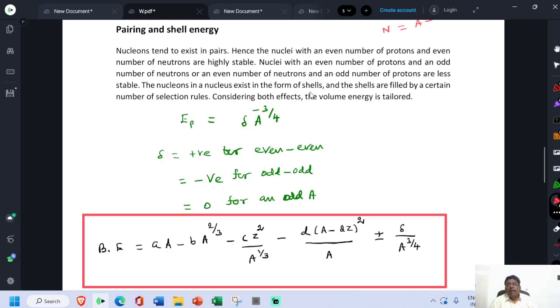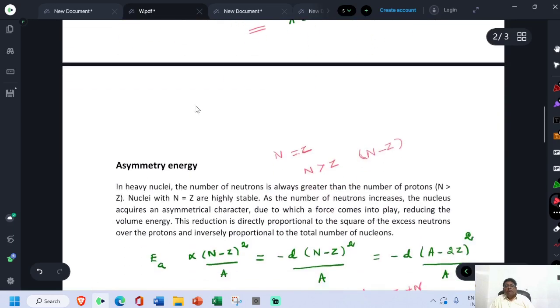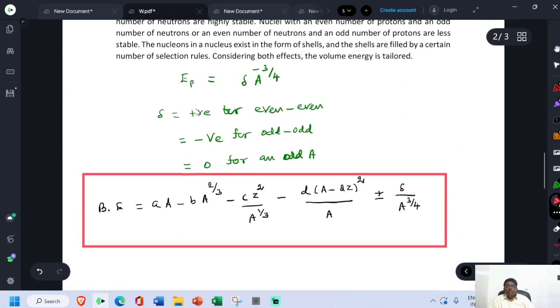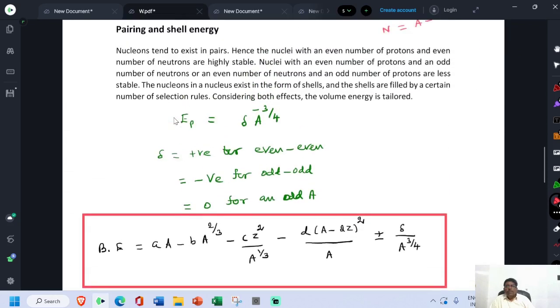The nucleons in a nucleus exist in the form of shells. Similar to the arrangement of electrons in different shells and subshells, nucleons are arranged, which can be described in the nuclear shell model. The shells are filled by a certain number of selection rules. Considering both effects, the volume energy is tailored in this form. Actually the volume energy is tailored because of this pairing energy term. Volume energy is reduced, which means that the binding energy is reduced.